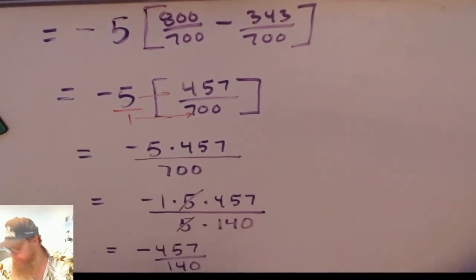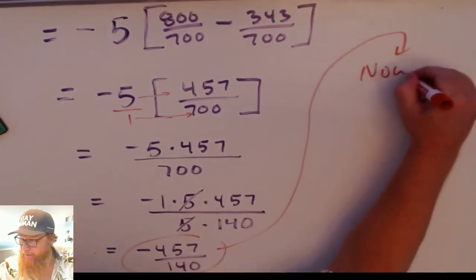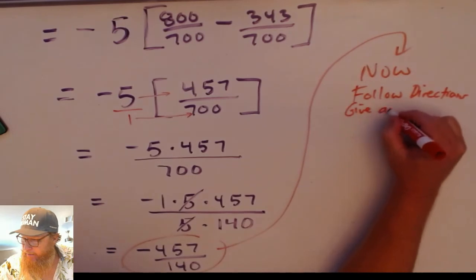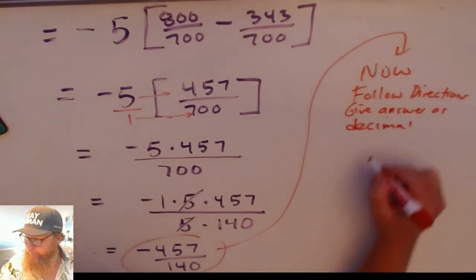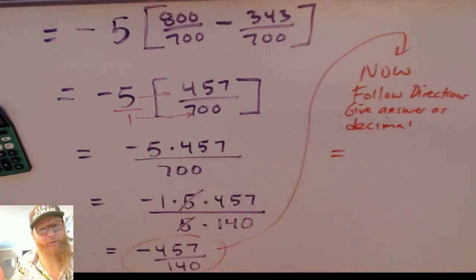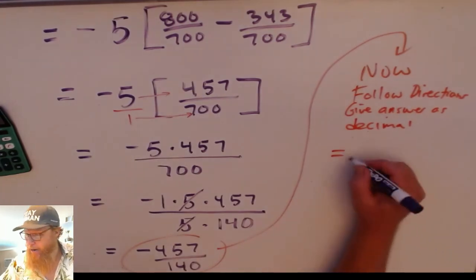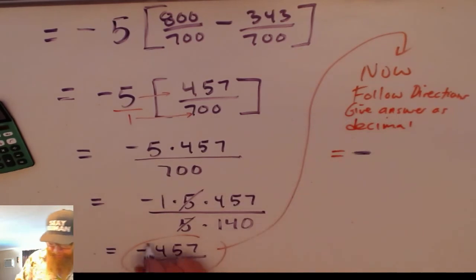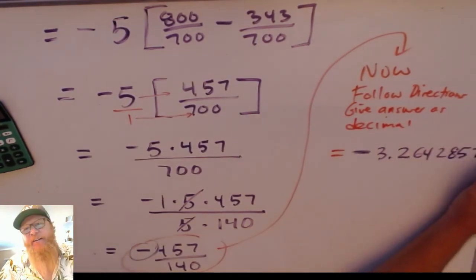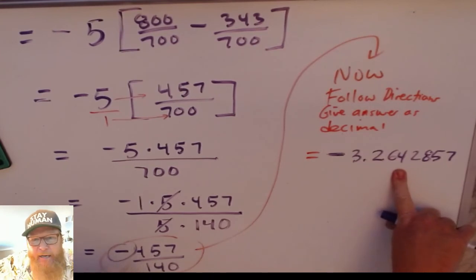Now I'm going to follow the directions. And give answer as a decimal. I realize I'm going on over an hour now, and I'm only halfway through. Well, I'm a little bit more than halfway, but for the sake of time, I'm going to go ahead and use my calculator. 457 divided by 140. And you'll see why I made a very wise choice. Don't forget the negative. So it's -3.2642857. If I would have done long division, we would be here probably for another 10 minutes.